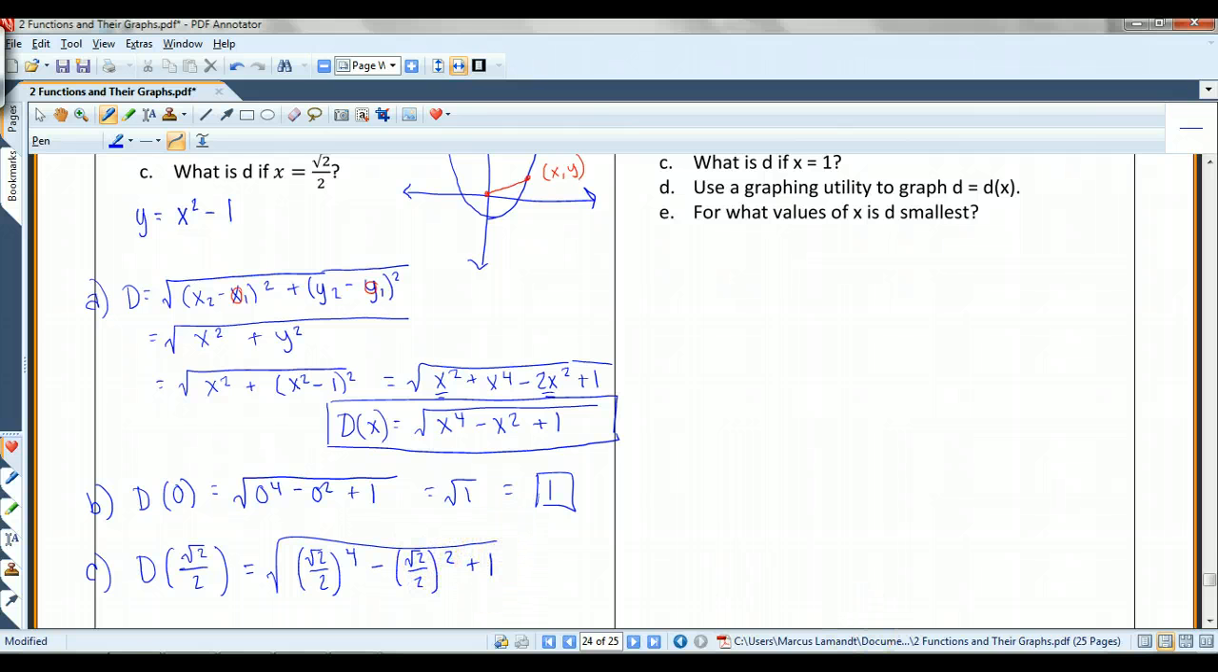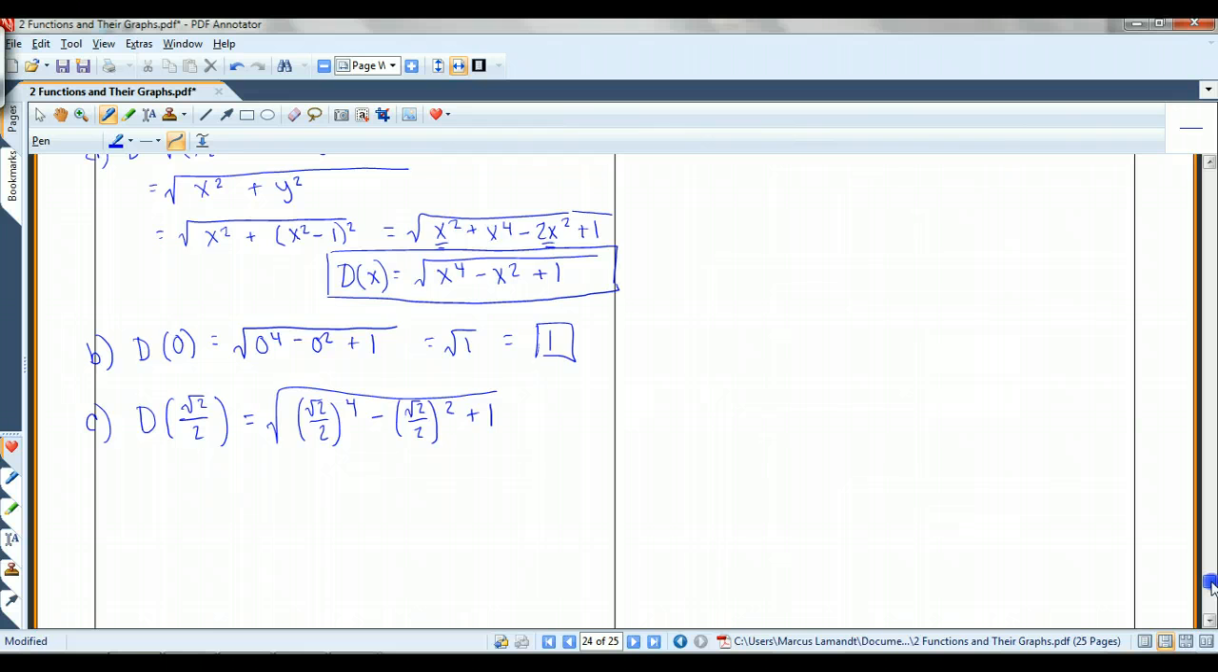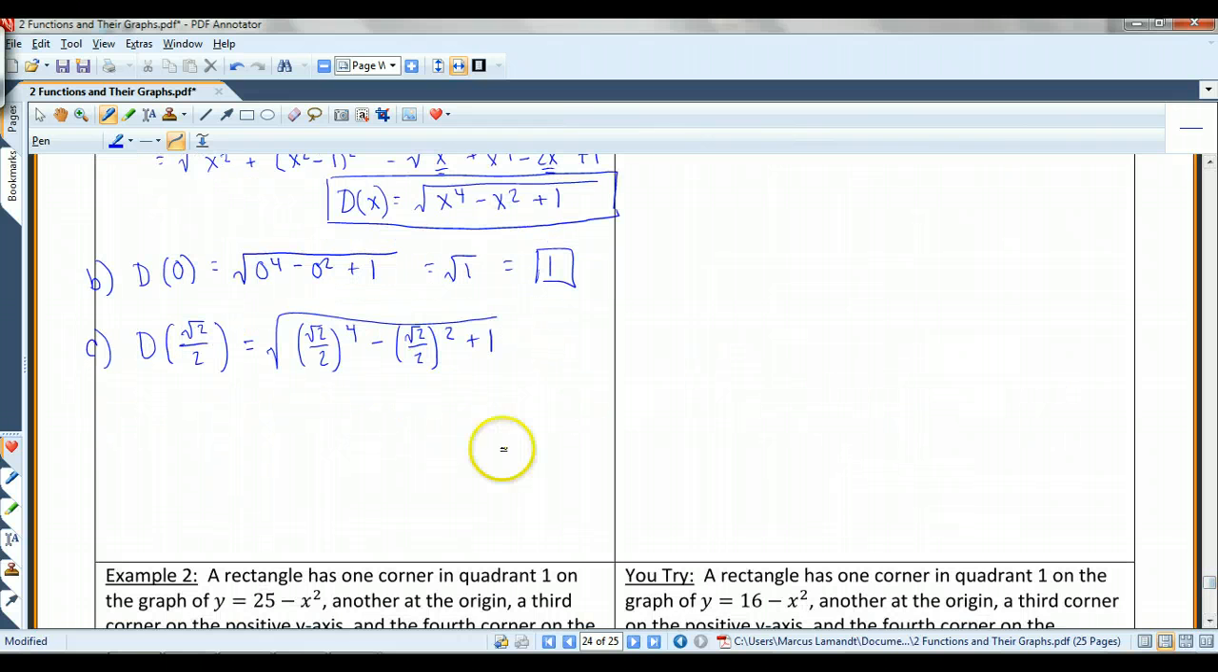Let me scroll down a bit. Root 2 squared is just 2. And since this is to the 4th power, we have root 2 times root 2 times root 2 times root 2, which is 2 times 2, which is 4. 2 to the 4th power, that's 2 times 2, which is 4, times 2, which is 8, times 2, which is 16. Over here, root 2 squared is just 2, 2 squared is 4.